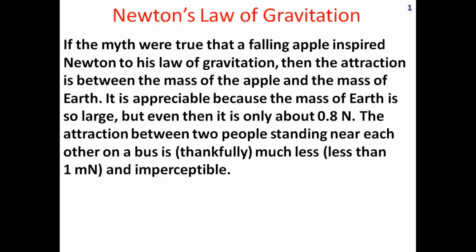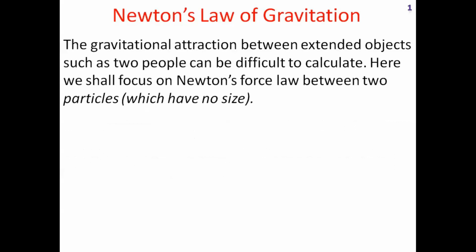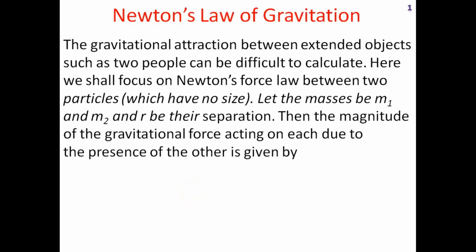The attraction between two people standing near each other in a bus is much less, that is 1 millinewton, and is impracticable. The gravitational attraction between extended bodies, such as two people, can be difficult to calculate. Here we shall focus on Newton's force between two particles which have no size, as we have argued in the beginning. Let the masses be m1 and m2 and r is their separation distance.